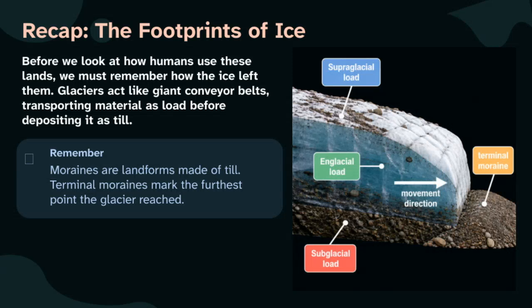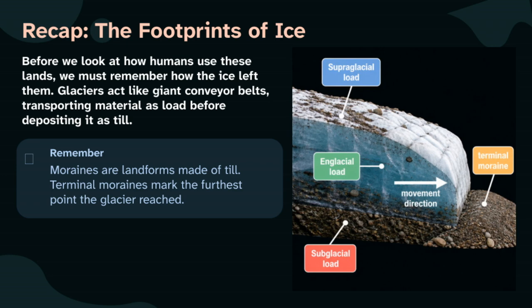Before we look at how humans use glacial landscapes, we need to remember what the ice left behind. Glaciers act like giant conveyor belts. They transport material as load, carrying rocks on top of the ice, inside the ice, and underneath the ice. When a glacier melts, it deposits this material. The unsorted material deposited directly by a glacier is called till, or boulder clay. Till can form landforms such as moraines and drumlins. Moraines are ridges of till. A terminal moraine marks the furthest point reached by the glacier.